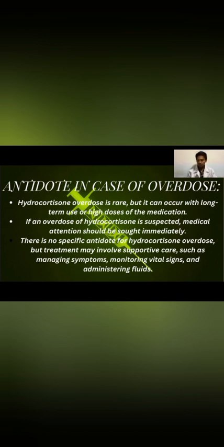Hydrocortisone overdose is rare, but it can occur with long-term use of high doses of the medication. If an overdose of hydrocortisone is suspected, medical attention should be sought immediately. There is no specific antidote for hydrocortisone overdose, but treatment may involve supportive care such as managing symptoms, monitoring vital signs, and administering fluids.